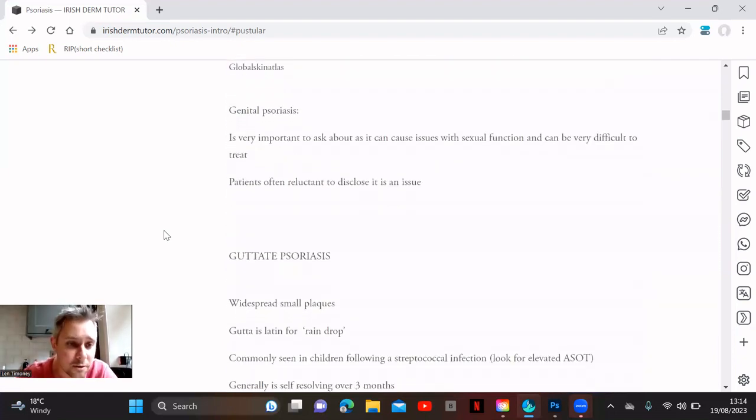And then genital psoriasis can often occur as well. It's very important to ask patients about this because they probably won't be very forthcoming with it. It can cause a big impact to their quality of life, and an impact to sexual function. It can be quite difficult to treat as well.